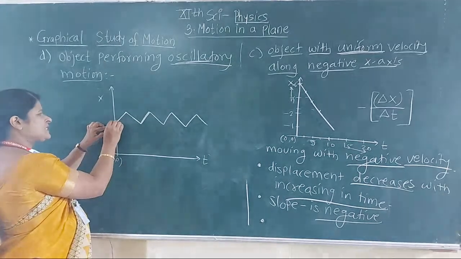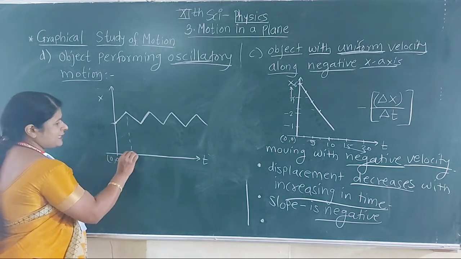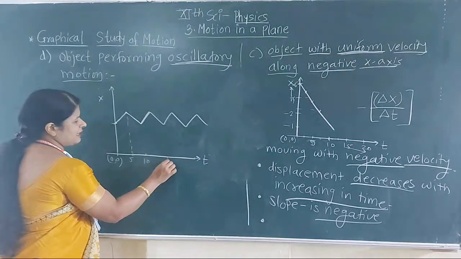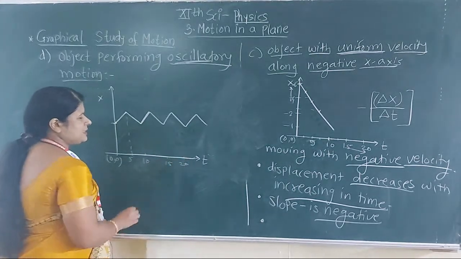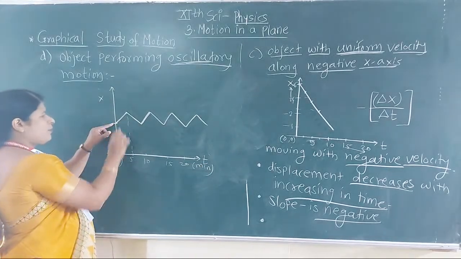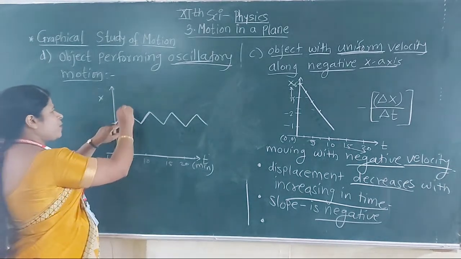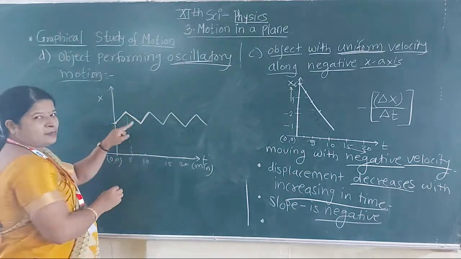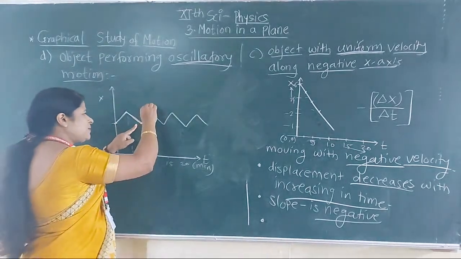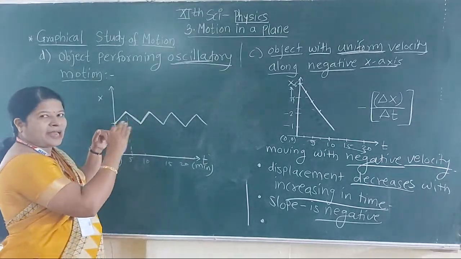That means this point shows, for example, this is the time axis, and if we take time 5, 10, 15, again 20 like this, for a minute, then for the first 5 minutes it is increasing, then for the next 5 minutes it gives a decreasing motion, and the next 5 minutes it gives increasing motion, the next 5 minutes decreasing motion. That means to and fro motion, up and down motion.